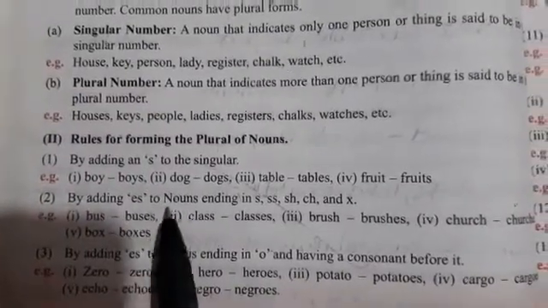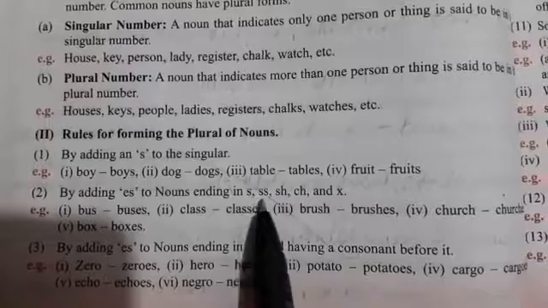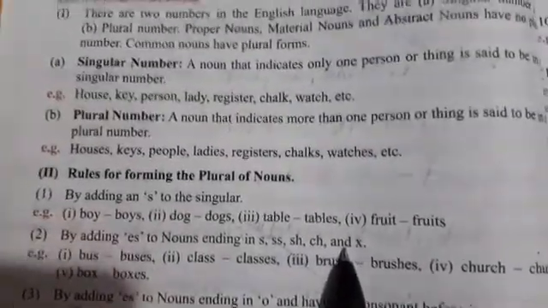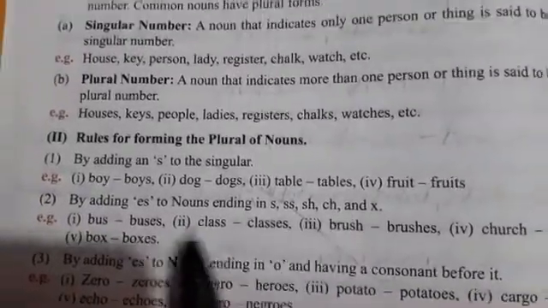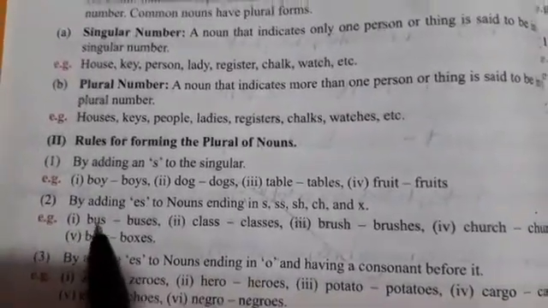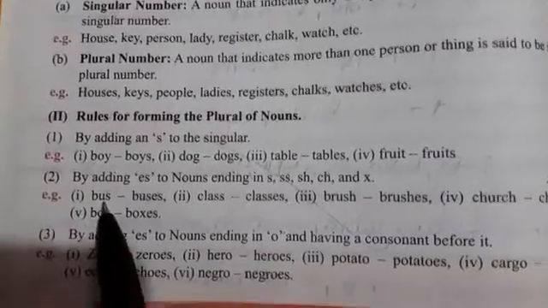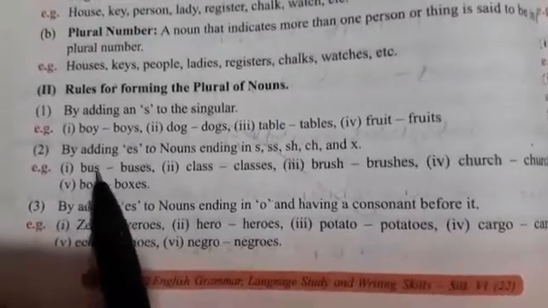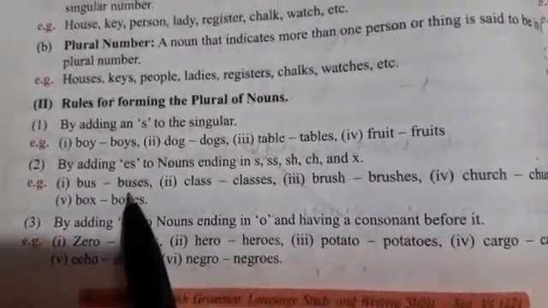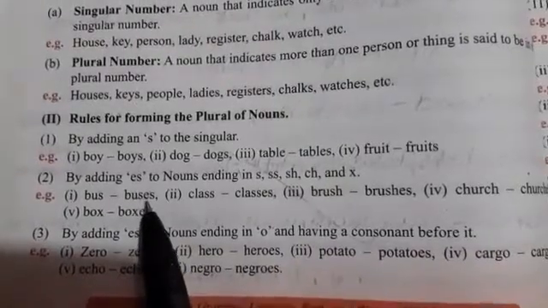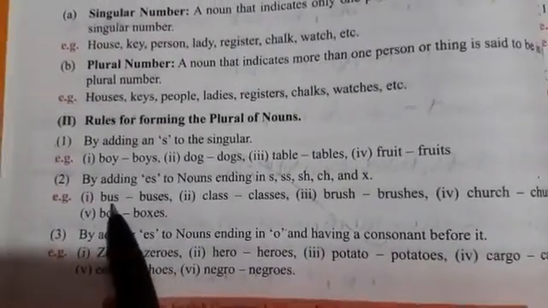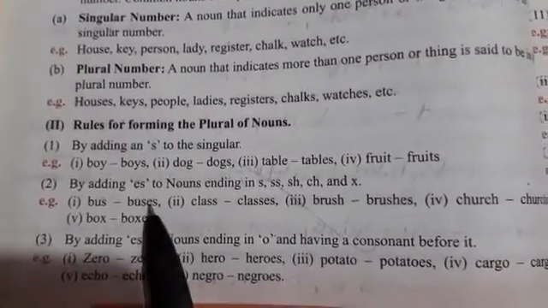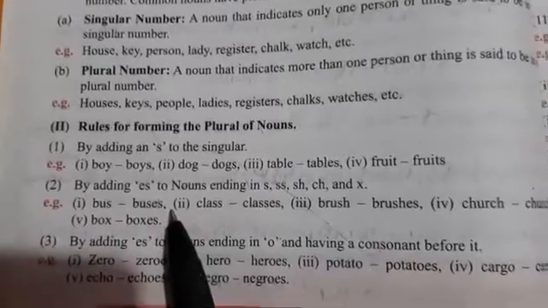Then by adding es to nouns ending in s, double s, sh, ch and x. So for example, bus is given. A single bus we call a bus. But if there are many buses, it will be buses in plural form. So bus is a noun. If we add es to this word, it will become buses. There are many buses at the bus stand.